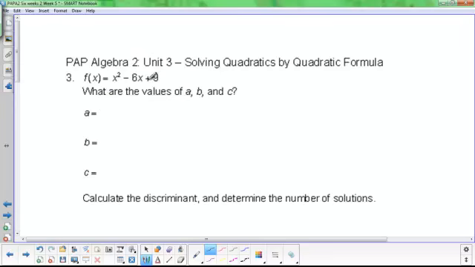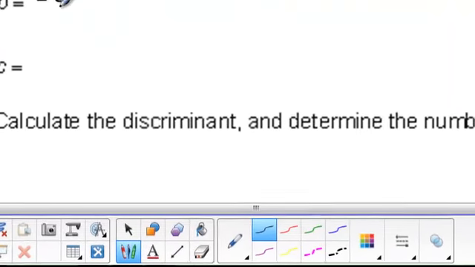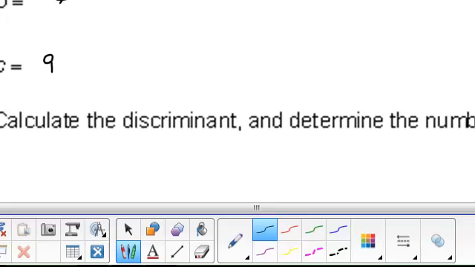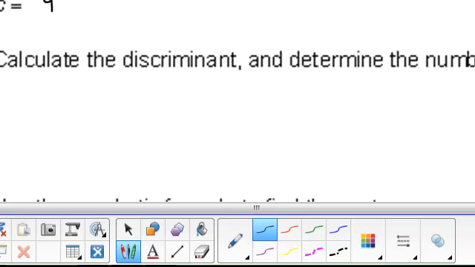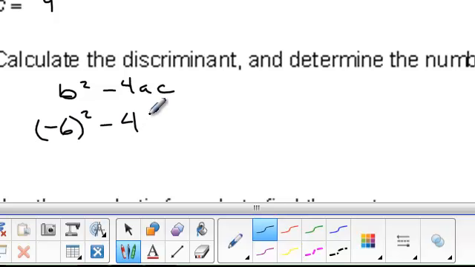Alright, example number 3. X squared minus 6x plus 9. So that's 1, negative 6, 9. Now what we're going to do is calculate the discriminant. That's b squared minus 4ac. So that's negative 6 squared minus 4 times 1 times 9. That's 36 minus 36, which is 0.